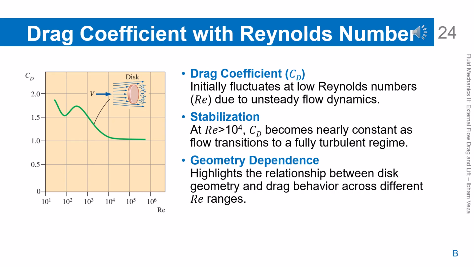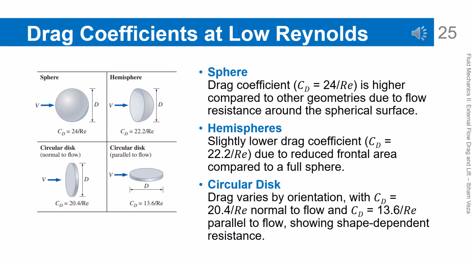This concept is important in aerodynamic modeling and testing. Drag coefficients for different shapes at low Reynolds numbers. At low Reynolds numbers, viscous forces dominate, so the shape of the object strongly affects the drag coefficient. A sphere has CD equals 24 over RE, which is relatively high because of viscous resistance around its surface.